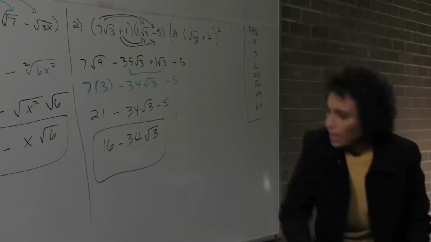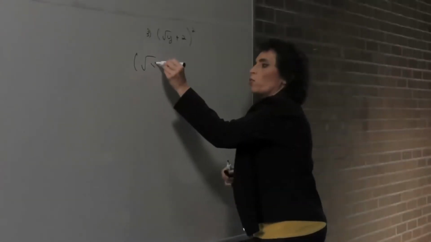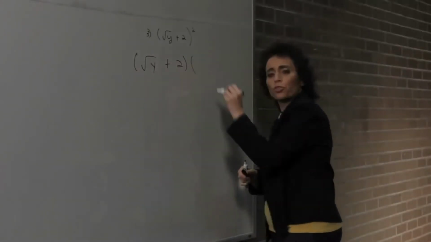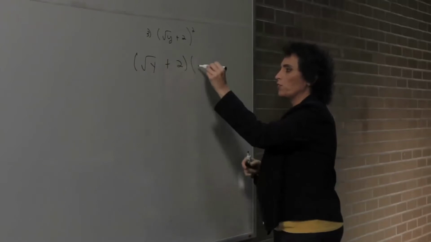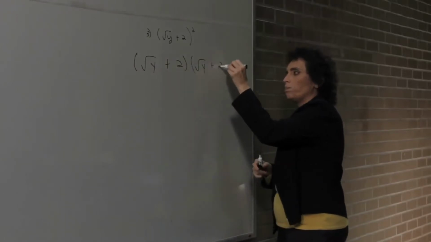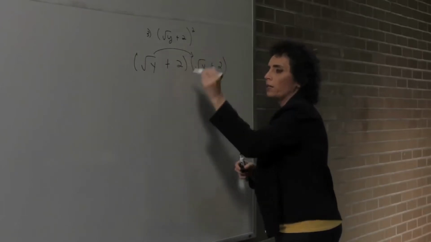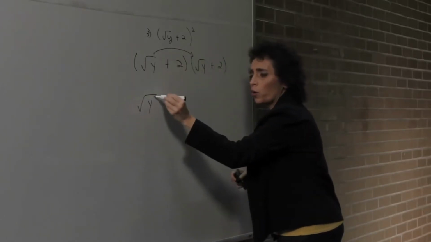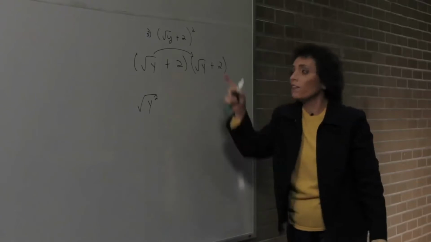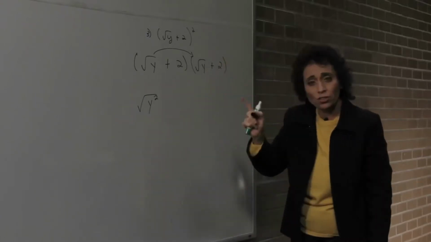All right. Very last one. The square root of y. Remember, no power to power on terms. We're going to have to write it twice. And guess what? Binomial times binomial, I'm going to have to distribute this. Square root of y times square root of y is the square root of y squared. Or if you remember the rule, if I square a square root, I get what's inside, so that should be y.